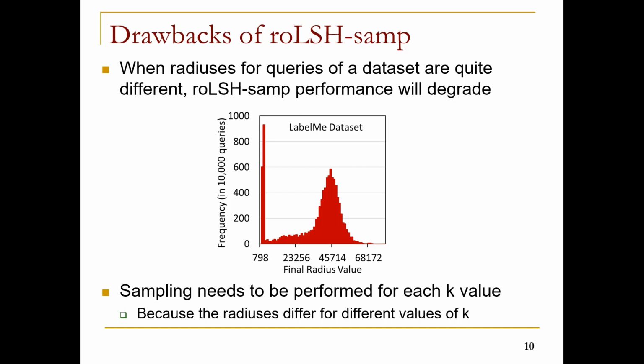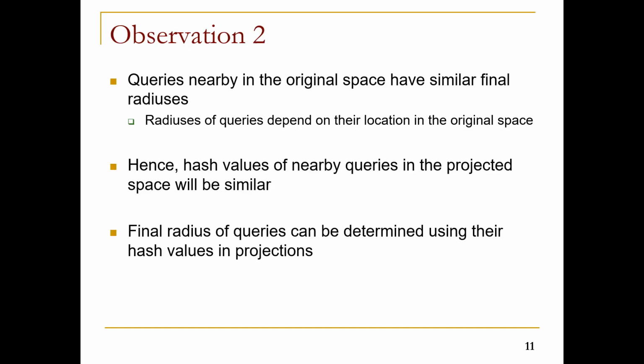The second drawback is that the radius values change for different k values, and it is not possible to use only one set of sampling results to determine the radius for all given k values. In other words, it is not trivial to build a single model and extend it to multiple k values to find the radius for a particular k value. Instead, different models need to be built for each k value, which results in extra time and space overheads. Which leads us to our second important observation.